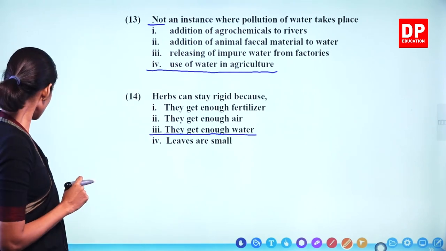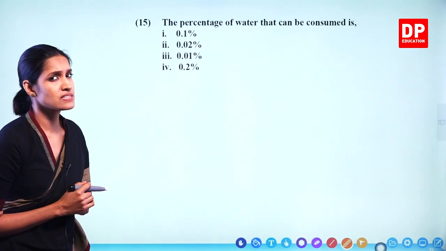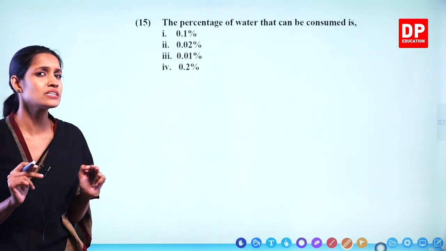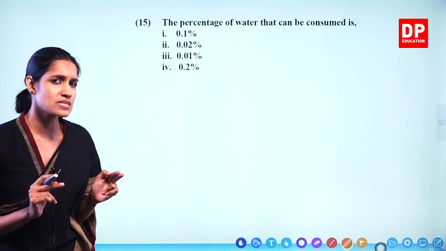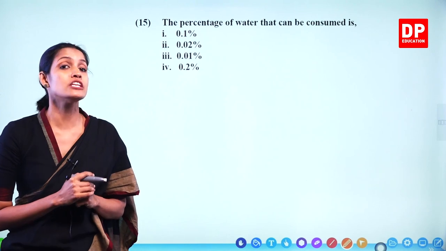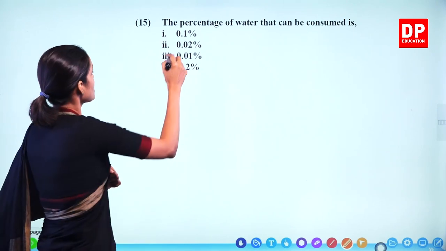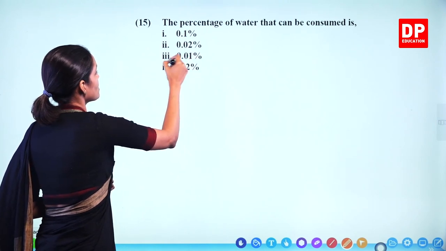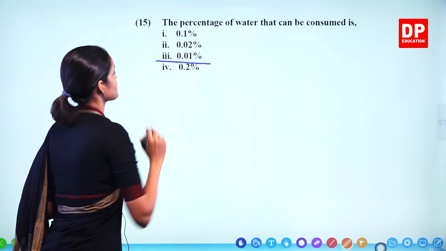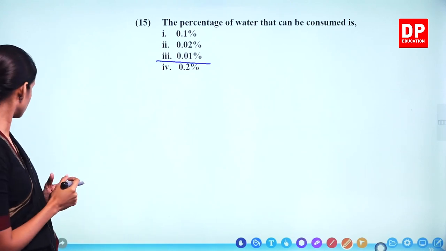Okay, number 15. The percentage of water that can be consumed, a very little amount of water can be consumed. What is the percentage? I hope you remember. You have to memorize these things. It is 0.01%. Okay, we'll move to the next question.